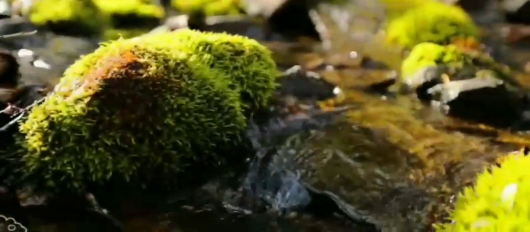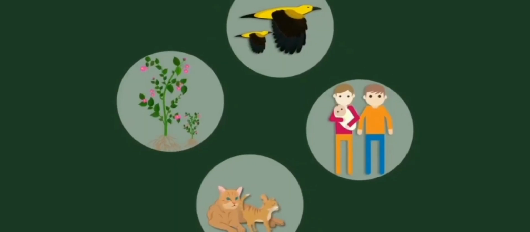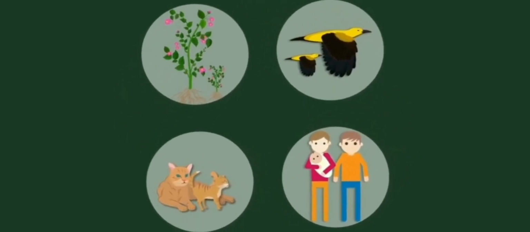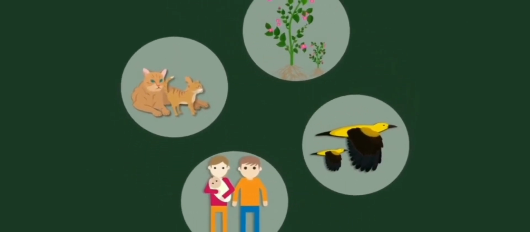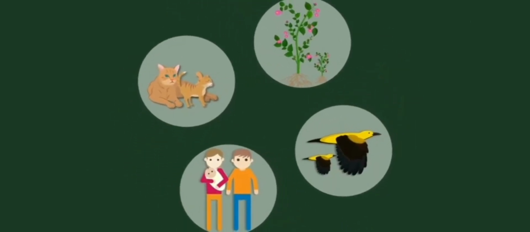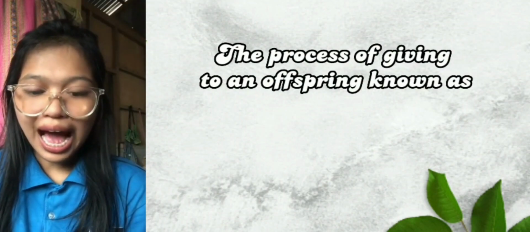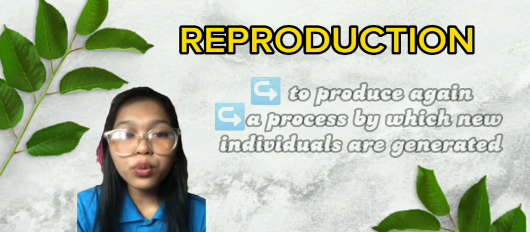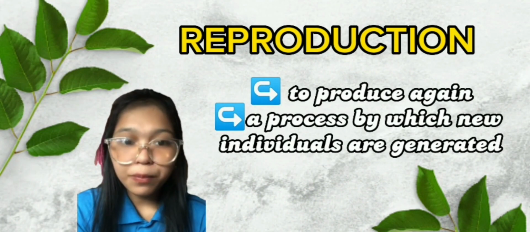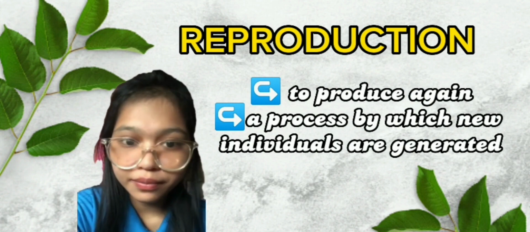Hi everyone, in this video we're going to tackle plant reproduction. All living organisms are capable of giving birth to young ones, which are either exactly the same or somewhat similar to them. The process of giving birth to an offspring is known as reproduction. Reproduction means to produce again. It is a process by which new individuals are generated.